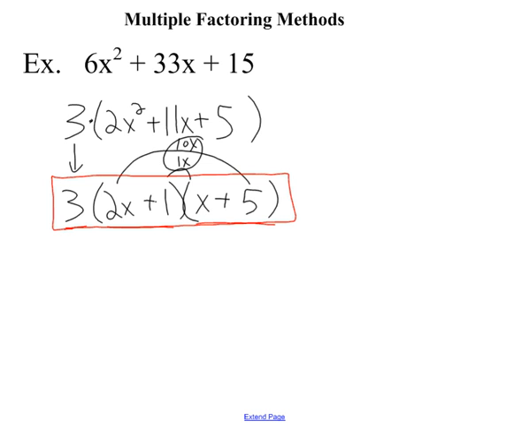We are fully factored. So again, the idea is look to see if there's a GCF, always, always, always. There may not be one, but you definitely need to check. And then once you're done with that, see if any of the remaining new factors can be factored any further.